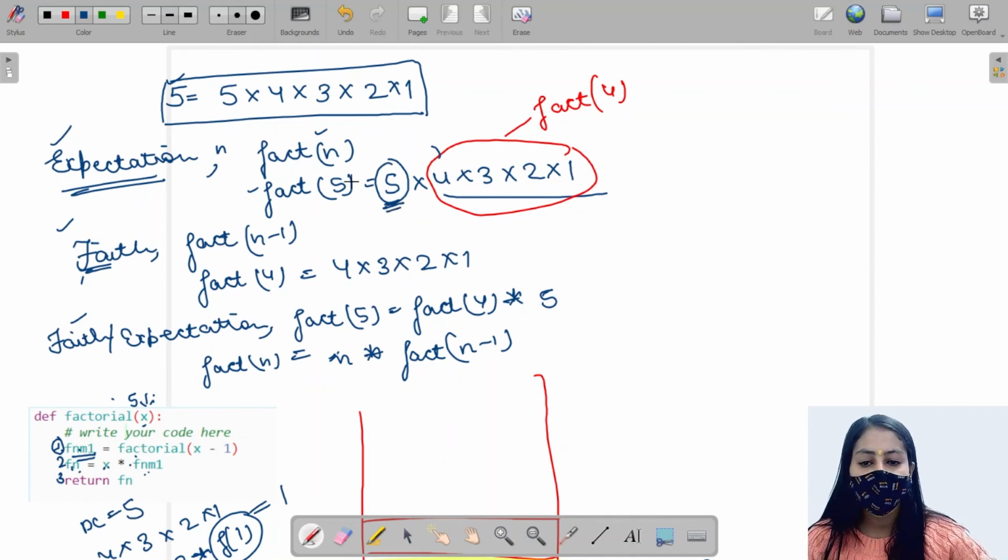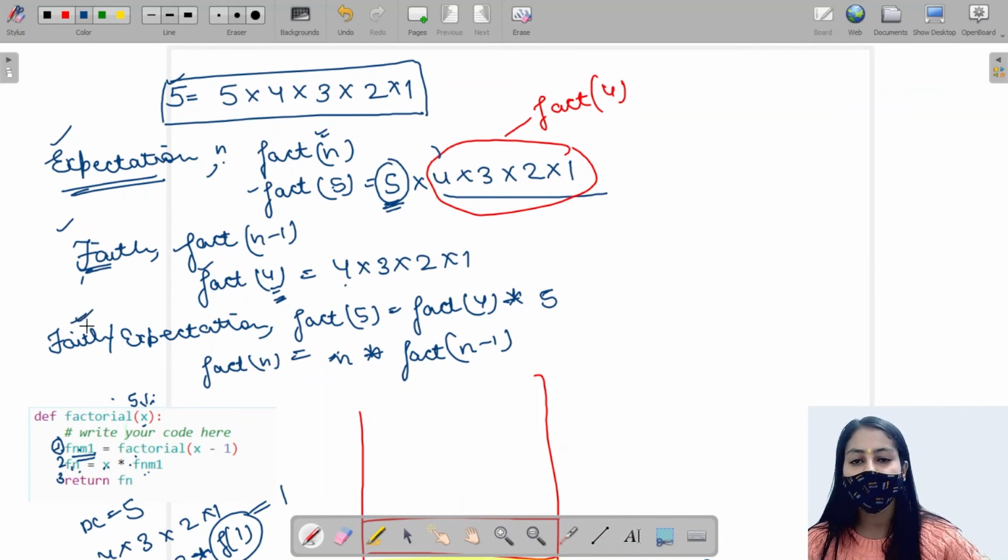That the function will return us the factorial of 5, which is 5 into 4 into 3 into 2 into 1, right? Our faith is what? That if the function is giving us the factorial of n, then it will give us the factorial of n minus 1, right? So in case of 5, this function will give us the factorial of 4, which is 4 into 3 into 2 into 1.